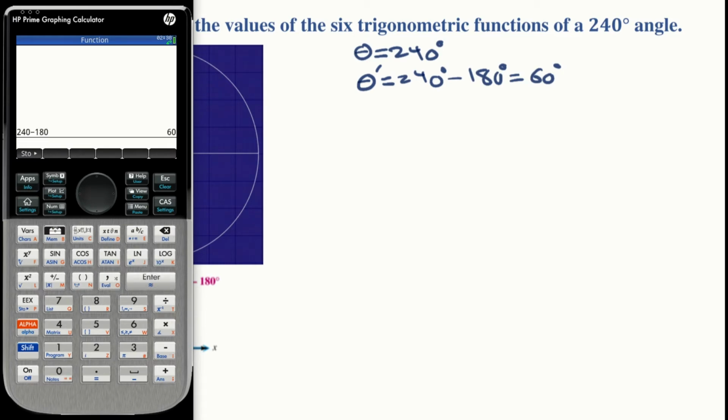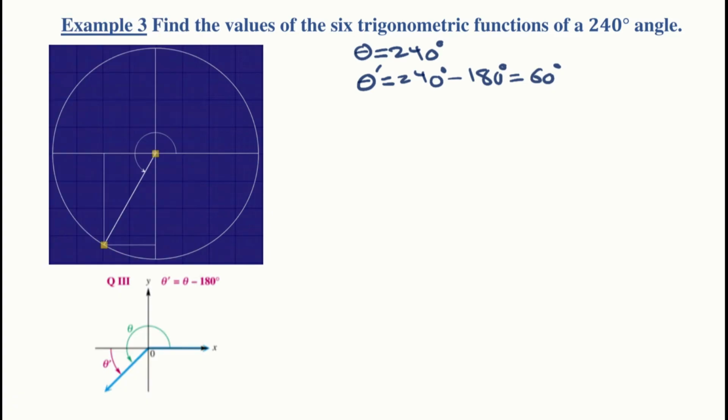So what's the significance of that? Well, the significance of that is that all we have to do is go ahead and find the 6 trigonometric function values for 60, which is the reference angle, and then just adjust the signs. Now remember, this angle has a terminal side which falls in the third quadrant, where both the x and y values are negative, right?